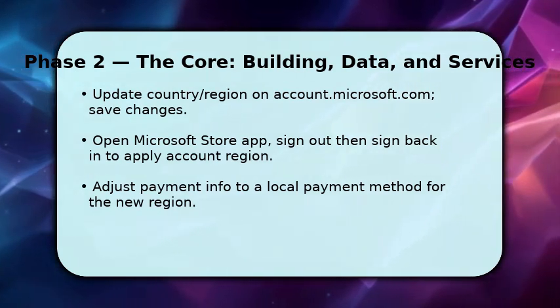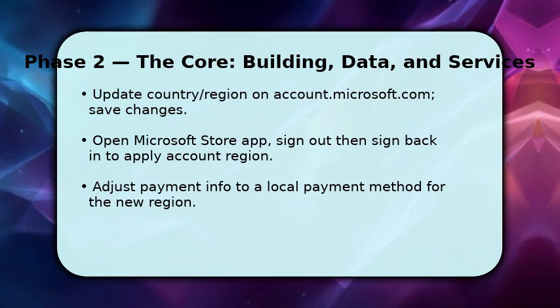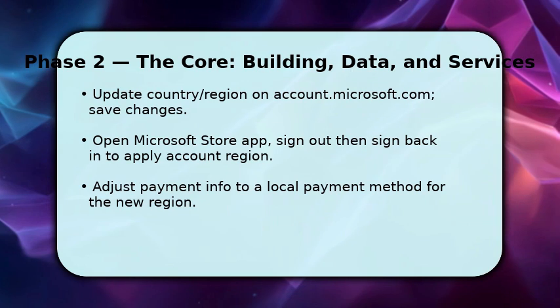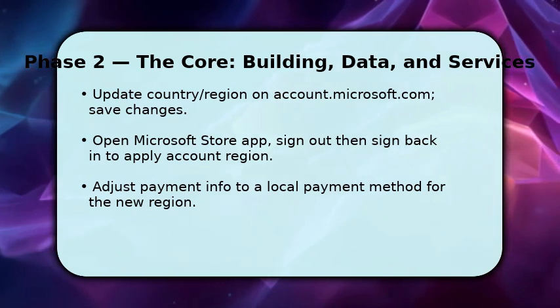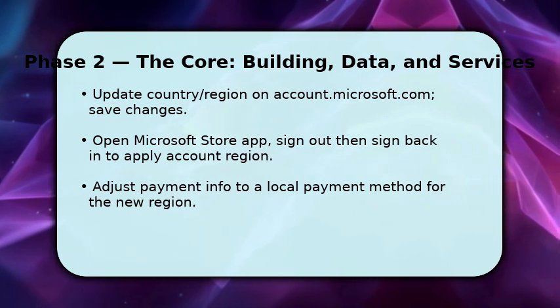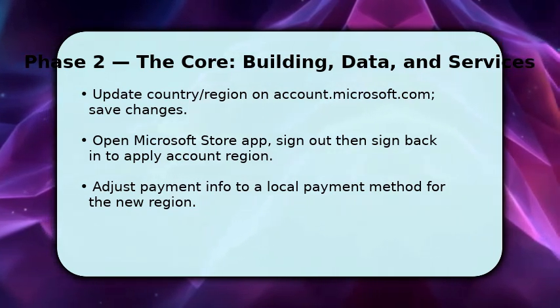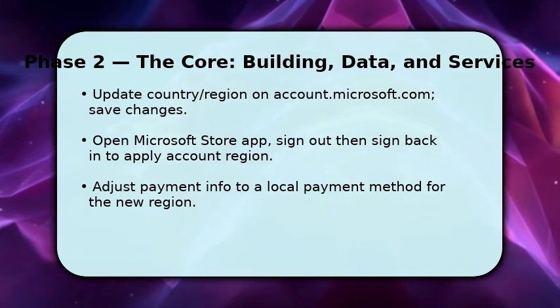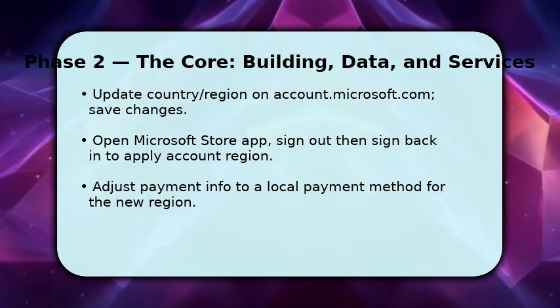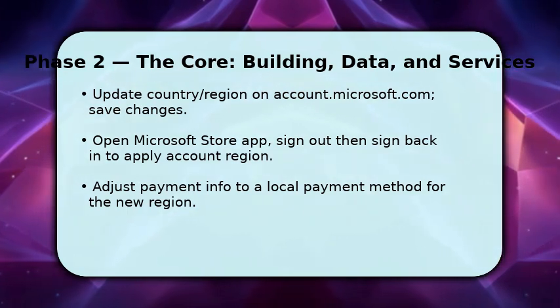After you change your country on the Microsoft account, open the Microsoft Store app and sign out. Signing back in forces the app to pull your updated region. Then go to Payment and Billing in your account to add a local card or payment method. This prevents checkout errors. Make sure the Microsoft Store cache is cleared if the storefront still shows old content. It often updates after a sign out and reboot.